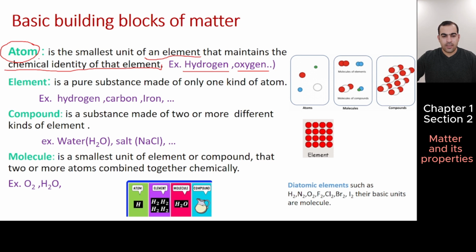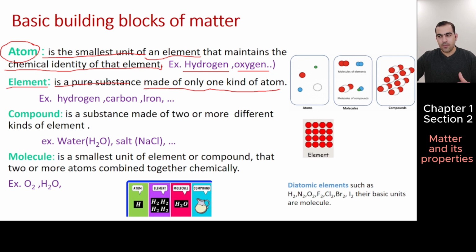Okay, so what is an atom? The smallest unit of an element. What is an element? An element is a pure substance. When I say a pure substance, we can see it by our naked eye, it's not very small, but an atom is very, very small. We can't see it by our naked eye, but an element is a pure substance we can see by our naked eye. So an element is made of only one kind of atom.